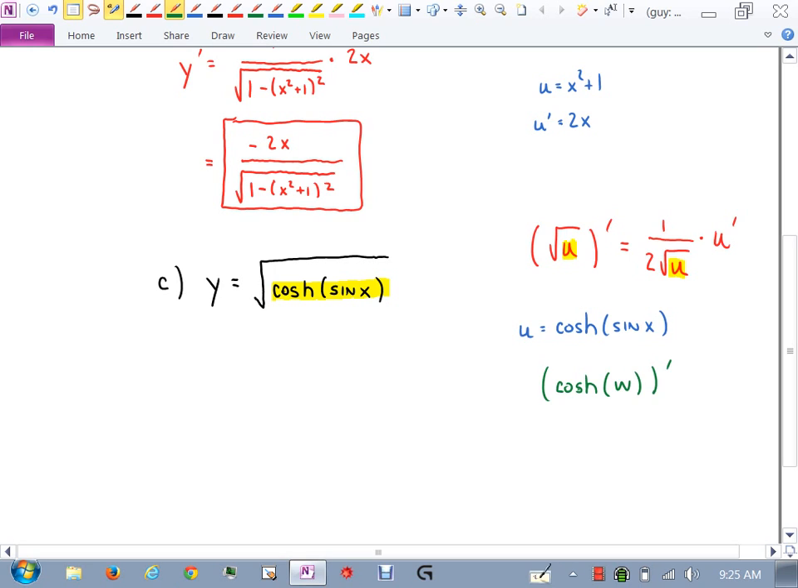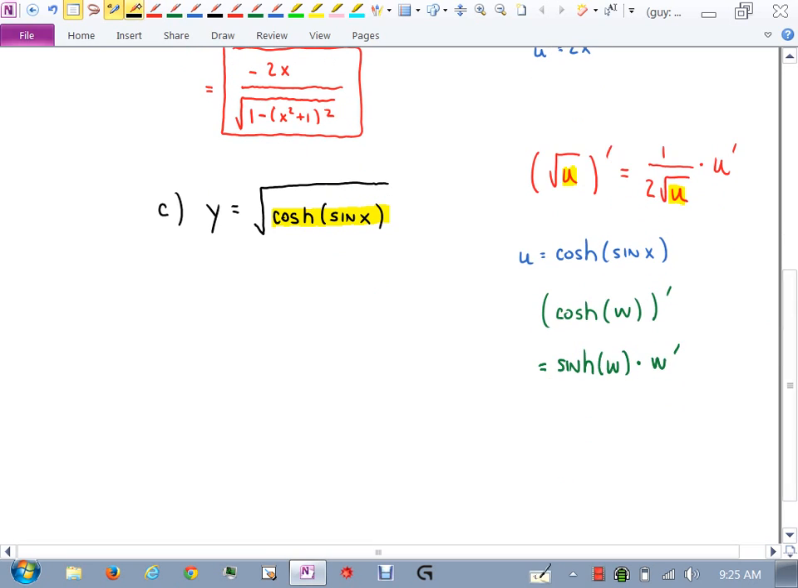Okay. It's sine hyperbolic. In this case, it would be sine hyperbolic w. But then because of chain rule, times the derivative of whatever w is. Whatever was inside of it, I have to take its derivative, which is an obvious one, I hope. So I've got like three things going on here. The last thing is w is equal to sine x. So w prime is equal to cosine x. This is u prime.